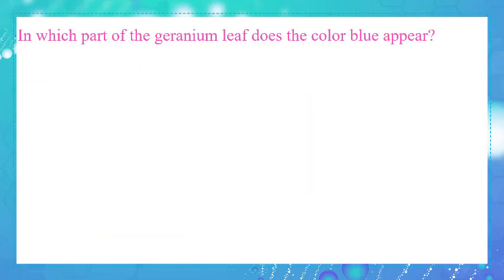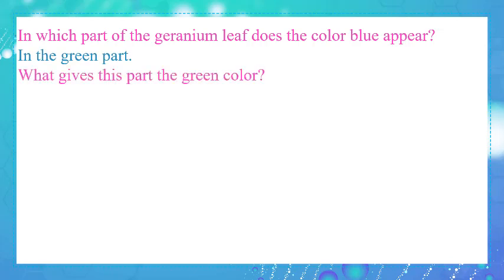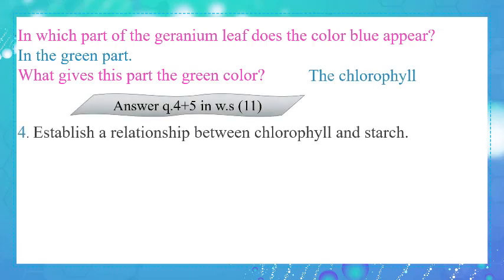In which part of the geranium leaf does the color blue appear? Where do we find the color blue? In the green part or in the white part? In the green part. What gives this part the green color? Why is the green part colored green? What makes it green? The presence of chlorophyll. So now establish a relationship between chlorophyll and starch.